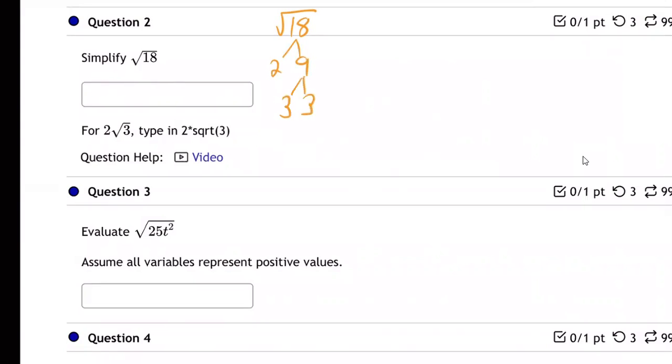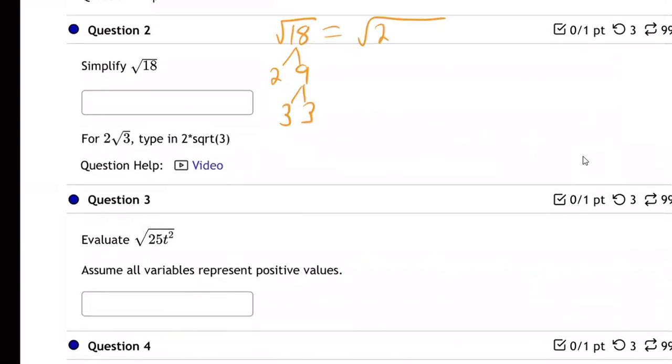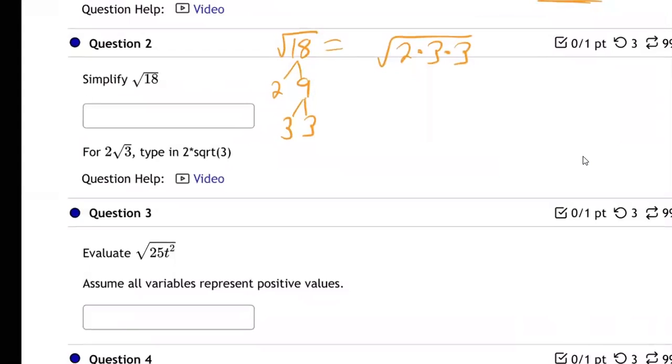And then the 9 is 3 times 3, right? You break it down as far as it'll go. We've done that. And so it is 2 times 3 here. Let me, a little more room here. It's 2 times 3 times 3. So that's the breakdown of the square root of 18.